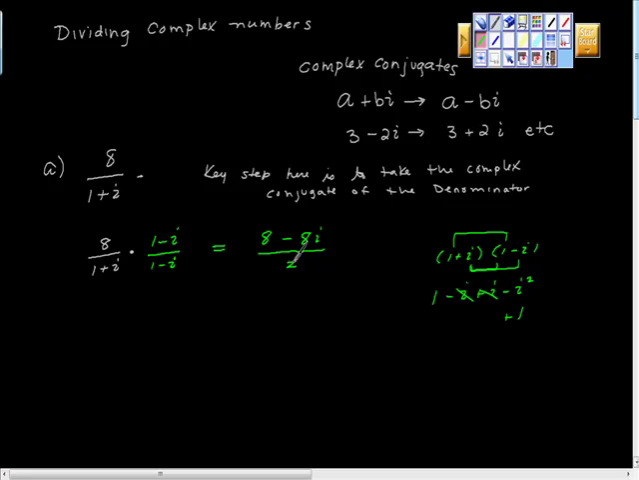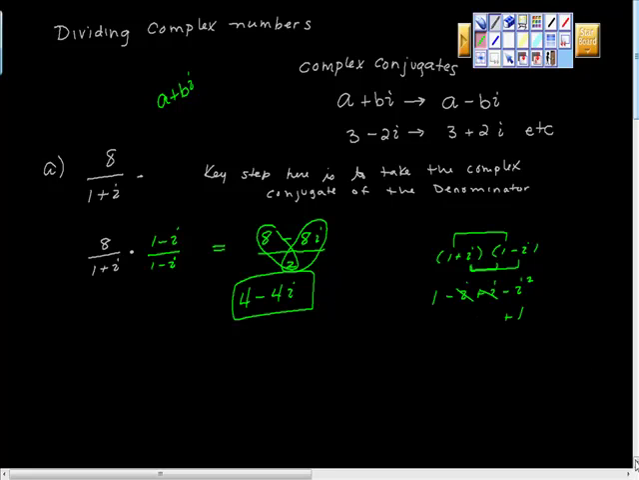Because now look what happens. Remember that we need to put this in standard form of a complex number, which is a plus bi, right? Everybody okay with that? Well, look, what is 8 over 2? Is 4. And what is 8i over 2? Yep, 4i. So there's our answer. Make any sense? It's not bad, right?